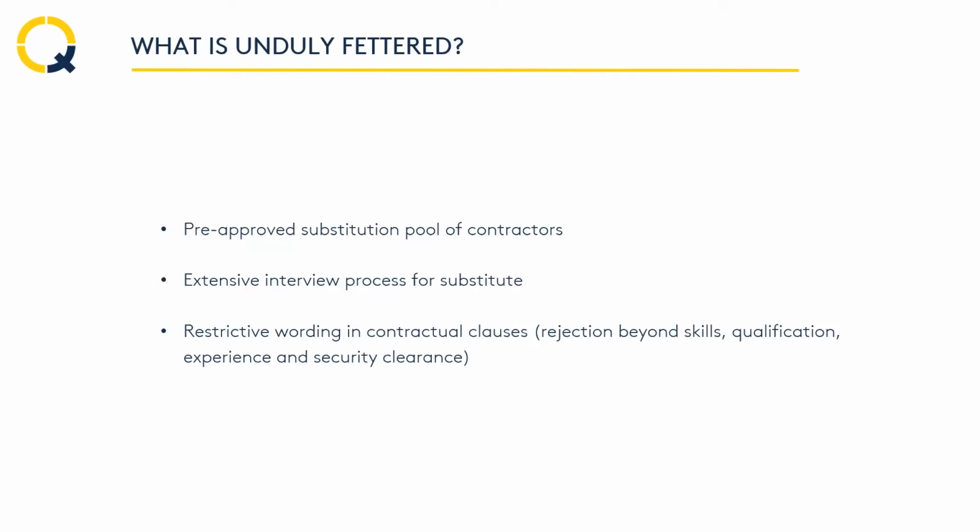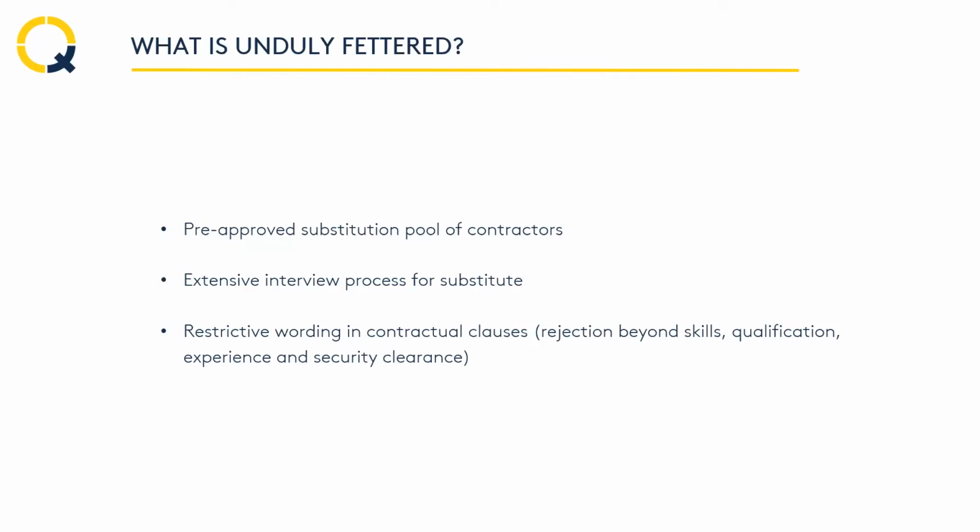Another reason that HMRC would class a substitution clause as unduly fettered would be if you needed to send a substitute and the client that you were sending the substitute to said, well, that's fine, but we've got like a 10-day onboarding process to bring a new contractor in. You know, we don't mind that you're picking the substitute and we will willingly accept the substitute, but it will take us 10 days to onboard them.